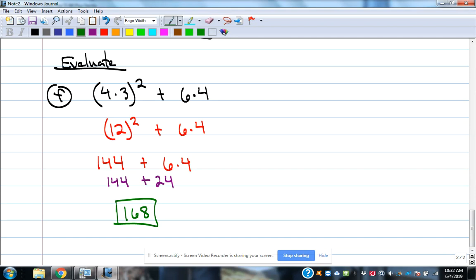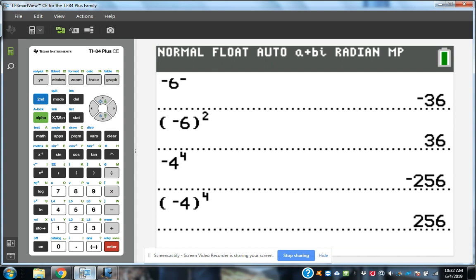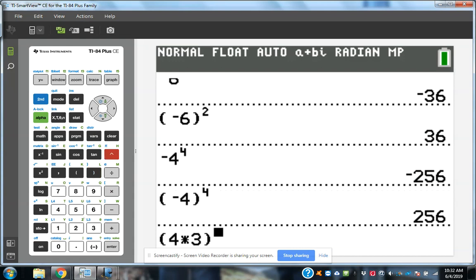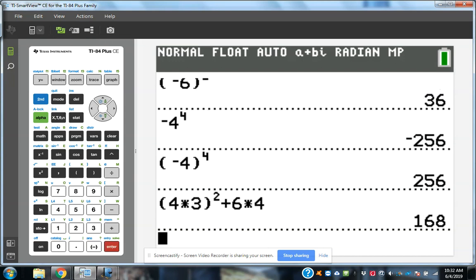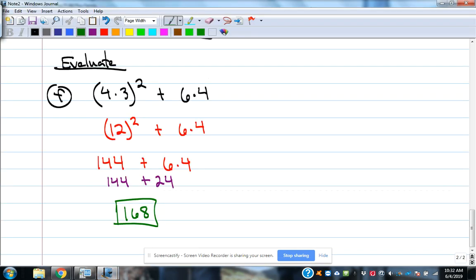As long as you're getting the right answer here, if you can type it in like it's written on the calculator, 4 times 3 in parentheses squared, and I'm going to use the caret symbol. And then to get out of the exponent, you have to press the right arrow key up here in the circle to get down out of the exponent, and then it's plus 6 times 4. And I've typed that problem in exactly like it was written, and I hit enter. I get 168. That's the same answer. Again, if I can type it in just like it's written, I get the right answer on these order of operations problems.